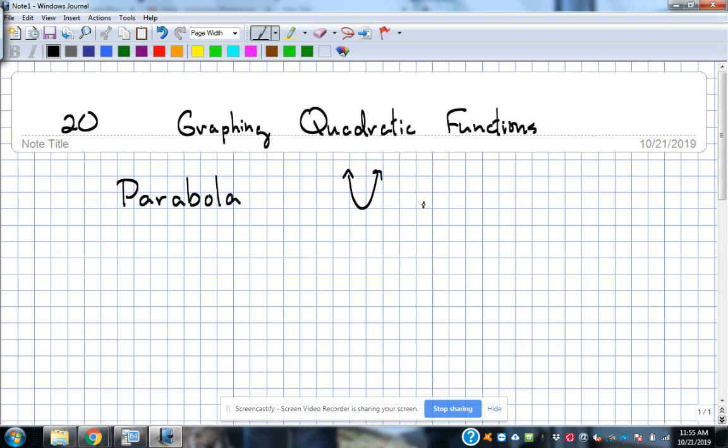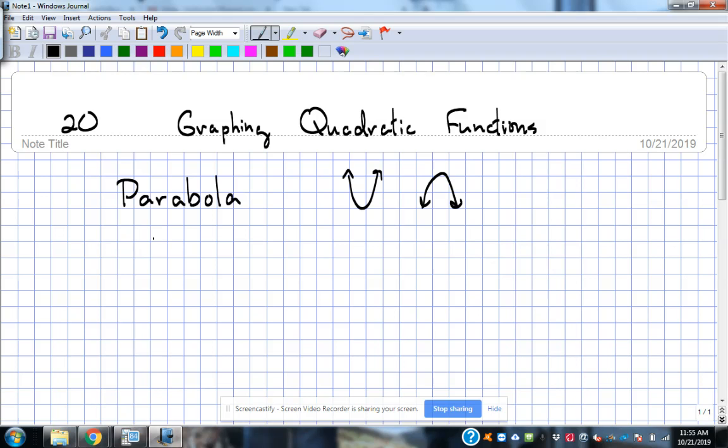Either opens upward, sometimes they open downward. When you get into like pre-cal and that sort of stuff, they can open sideways too. But most of ours, since we're dealing with functions, they have to open vertically. So that's what they look like.